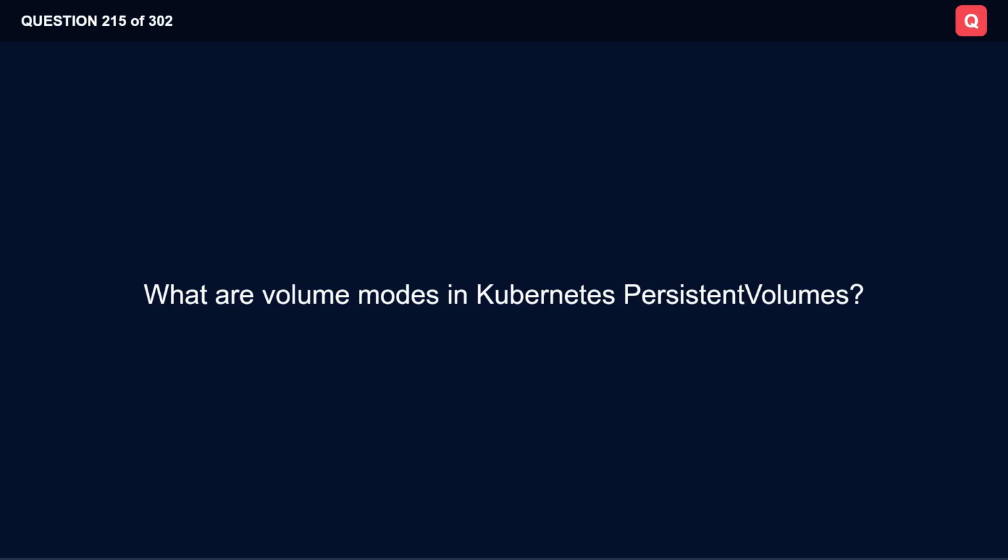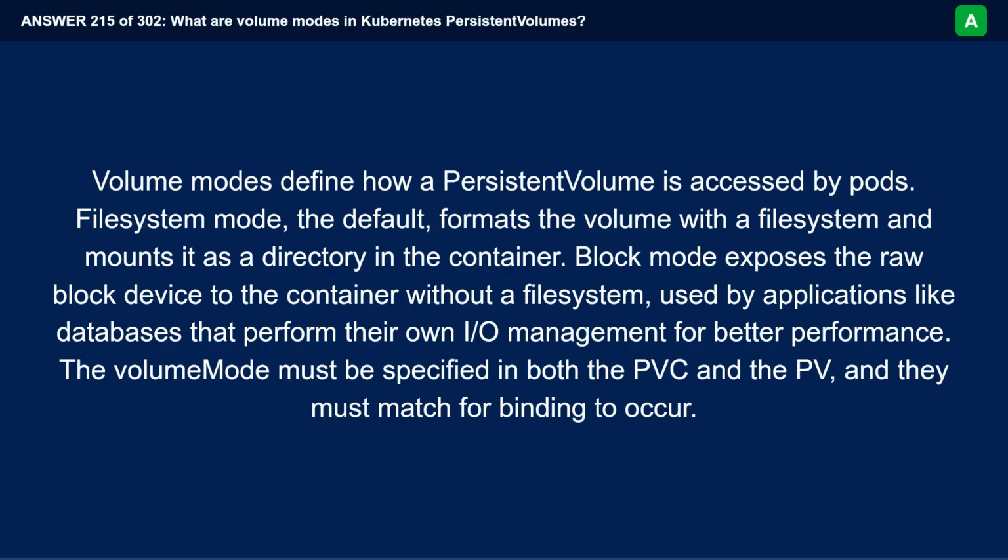What are volume modes in Kubernetes persistent volumes? Volume modes define how a persistent volume is accessed by pods. File system mode, the default, formats the volume with a file system and mounts it as a directory in the container. Block mode exposes the raw block device to the container without a file system, used by applications like databases that perform their own I/O management for better performance. The volume mode must be specified in both the PVC and the PV, and they must match for binding to occur.